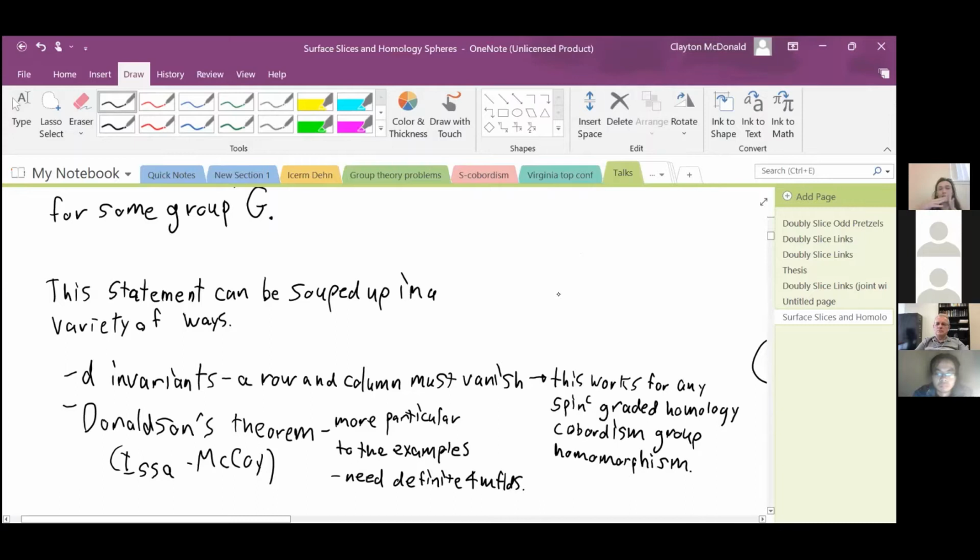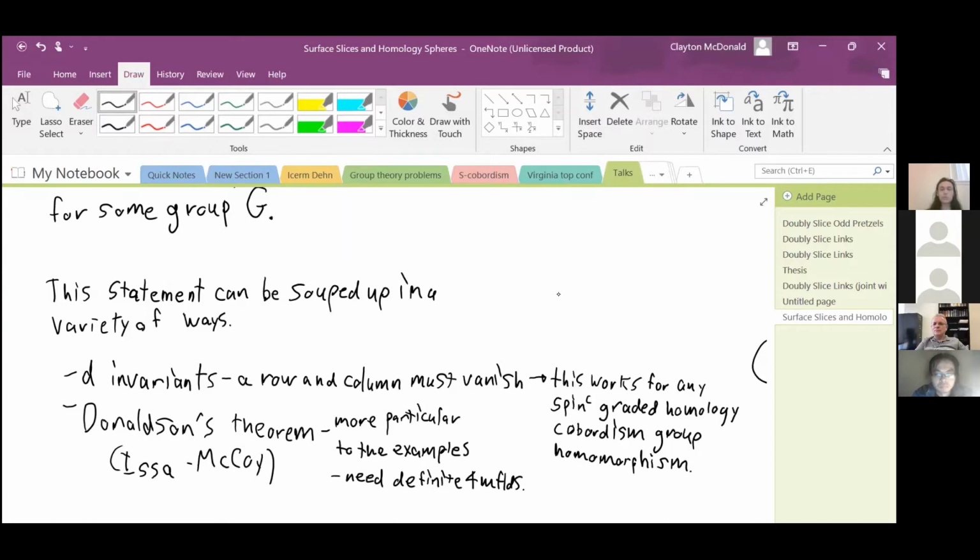But again, because we're dealing with embeddings into S4 rather than just obstructing certain cobordisms, there's some sense in which we need to understand how two manifolds pair. So we're not just obstructing a single lattice embedding, but we're obstructing two simultaneous lattice embeddings that fit together nicely.